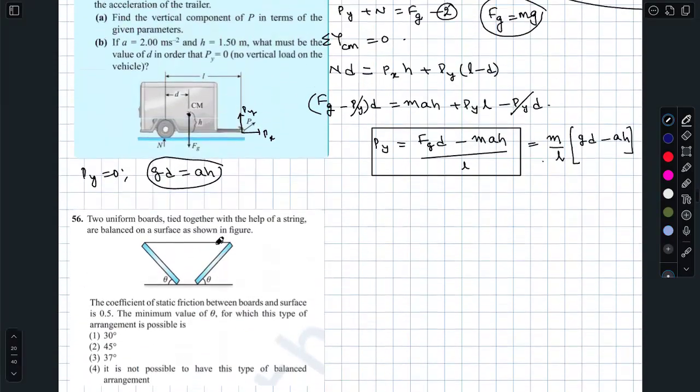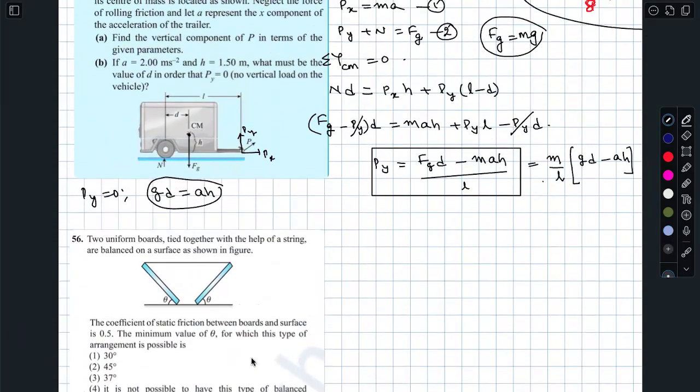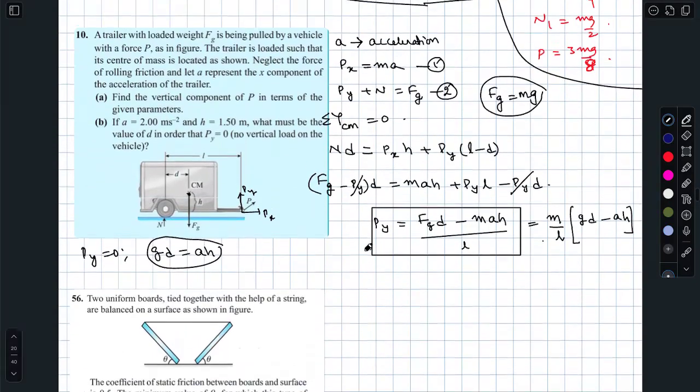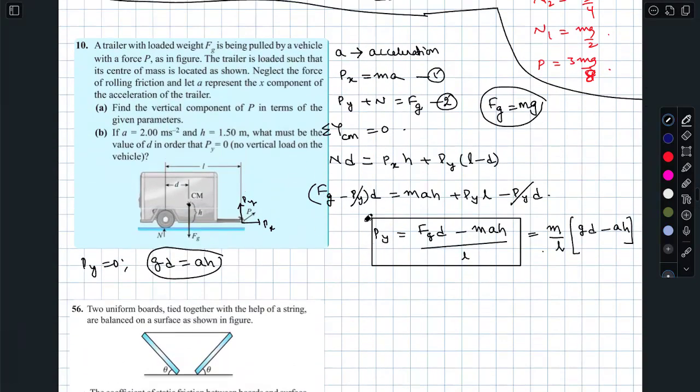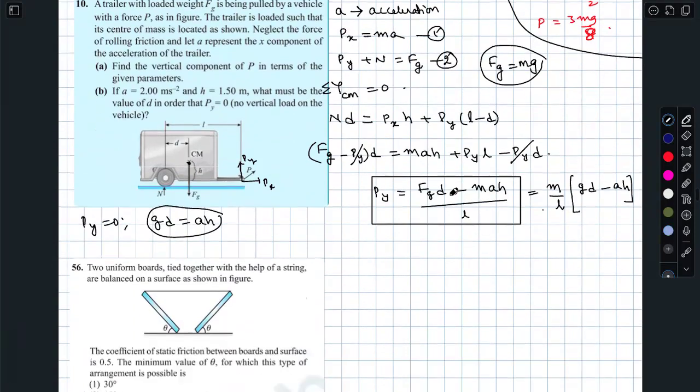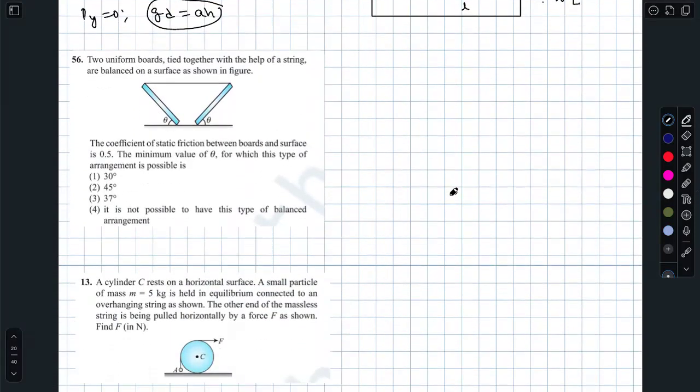Dakshesh, previous question, any doubt? Previous question, this one, do you have any doubt, Dakshesh? Right, thank you. 56, pass.